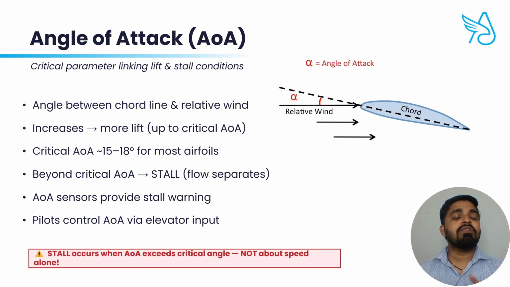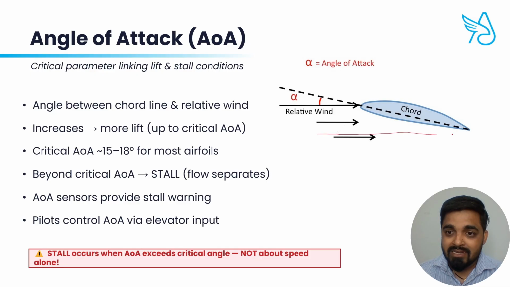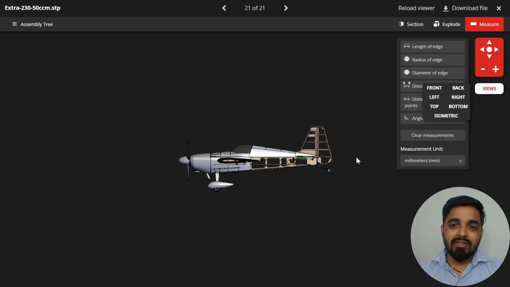Now, this is the most important definition in aviation, so please pay close attention. So what is angle of attack? Angle of attack is the angle between the relative wind and the chord line. So when I simulate this straight line, this angle that is being created is the angle of attack. Let me explain the same thing with our 3D model.